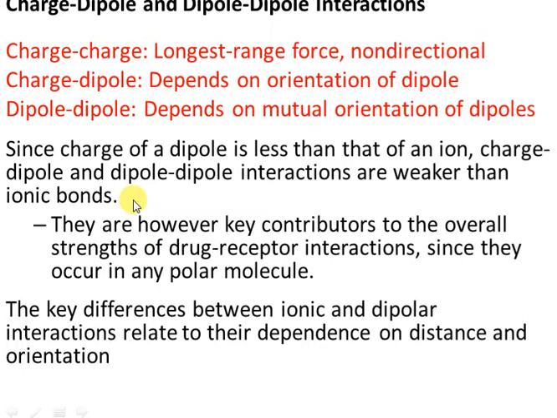However, charge-dipole and dipole-dipole interactions are key contributors to the overall strength of the drug-receptor interaction, because such interactions can occur in any polar molecule, right? It's not compulsory that for charge-dipole or dipole-dipole interaction to occur they must have ionizable groups. The polar interactions, whether charge-dipole or dipole-dipole, are present in almost all polar molecules. The key difference between ionic interactions and dipolar interactions is related to distance and directional dependence. Ionic interactions are non-directional but can occur at larger distances, while dipole-dipole and charge-dipole interactions are dependent on orientation, but do not exist at much longer distances.